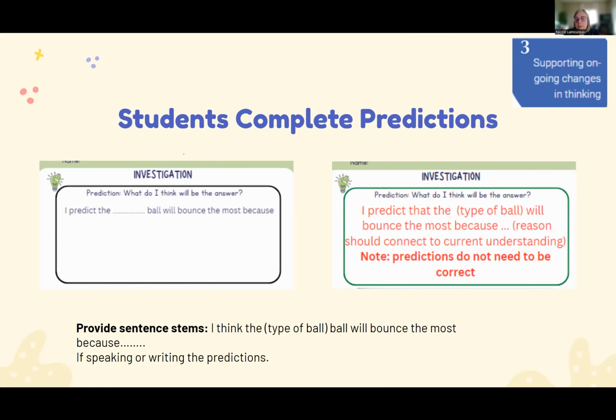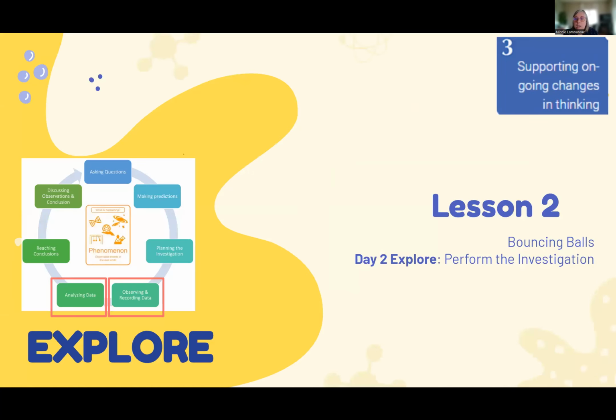I predict the ball, and they can say the type of ball. Now that they know the different types, you've created the chart, it's up. They might say, like, the bouncy ball, the tennis ball will bounce the most because, and then they should give their current understanding. Okay, so now they're ready to perform it. They've planned it, they've been a part of the planning. Now they're ready to observe and record the data and do some analysis.